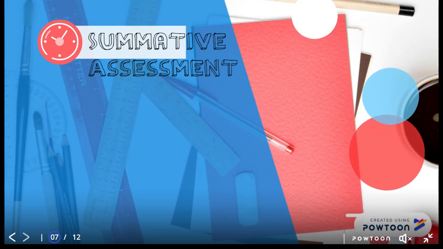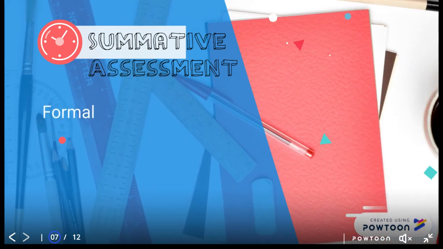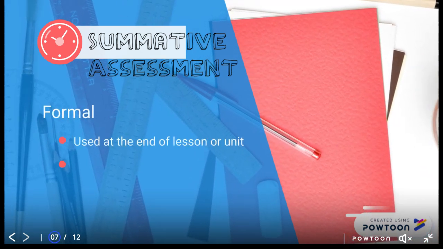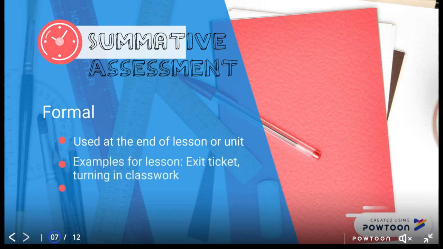And then I would like to use summative assessment. This is going to be more formal, used at the end of a lesson or unit, and it's going to be a little bit more detailed. It could be a little smaller, such as an exit ticket where they're turning in classwork or a question that you ask them at the end of a lesson, or you have a bigger project at the end of a unit, where you'll see more of a project, a unit test, semester exam, performance based assessment, and that will be used to get a general consensus of how the students did and what they took away from the lesson.